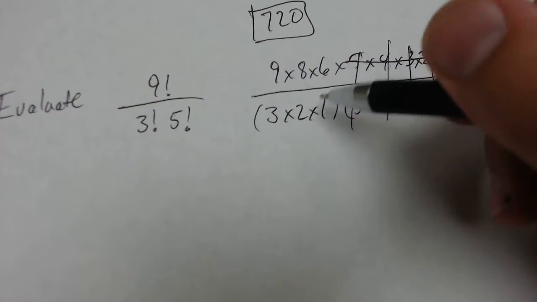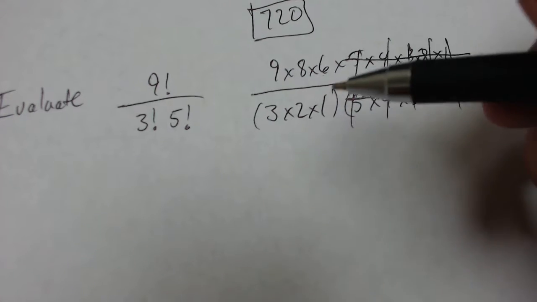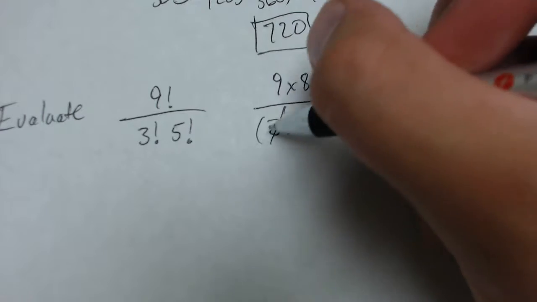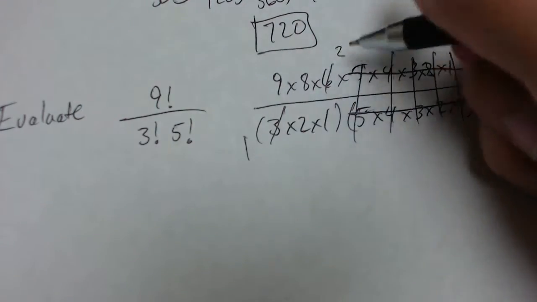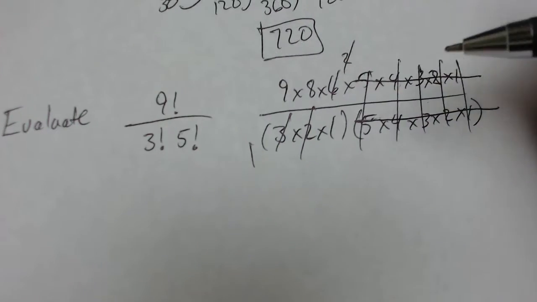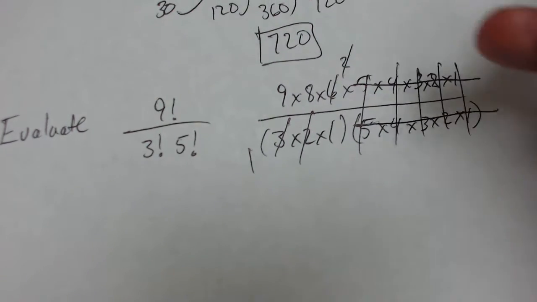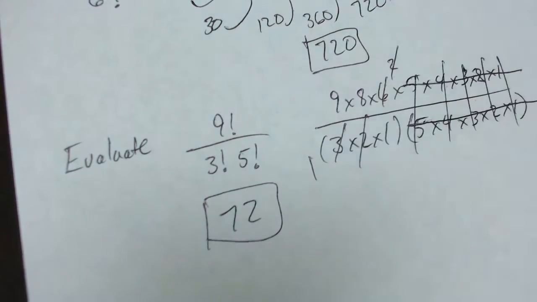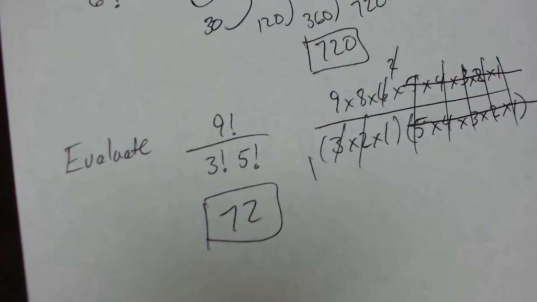Now, the rest of these, I can do some other cool things here too. Like I can take 3 and 6, I can divide those. That goes in 1, that goes in 2, and then 2 and 2 cancel. So then all I'm left with is 9 times 8. What's 9 times 8? 72. So the answer is 72. Too easy.